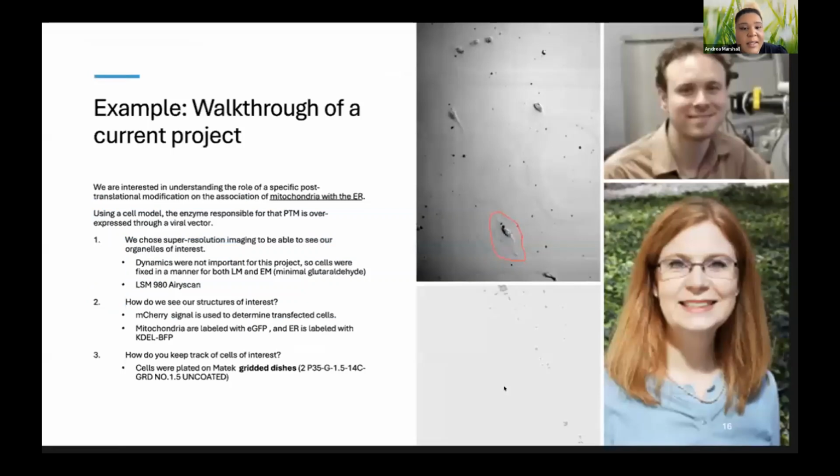what it's like doing a CLEM experiment. Here, with a collaborator, we're interested in understanding the role of a specific post-translational modification on the association of mitochondria with the ER. For this project, we decided to use a cell model, and we are overexpressing the enzyme that's responsible for adding this post-translational modification through use of a viral vector. We chose super resolution imaging microscopy because the organelles we are interested in, the mitochondria and the ER, are very tiny. Dynamics were not important to what we were going to do, so we chose to fix the samples and use Airyscan imaging.